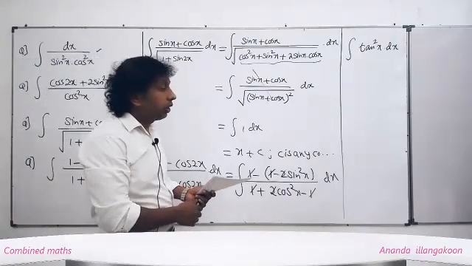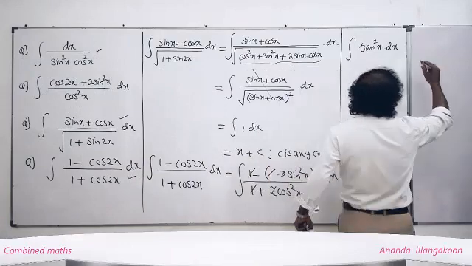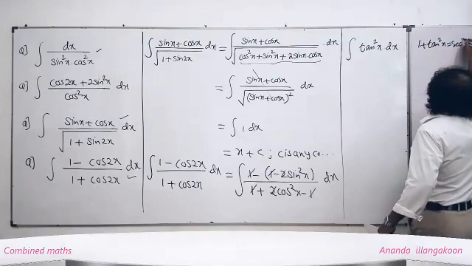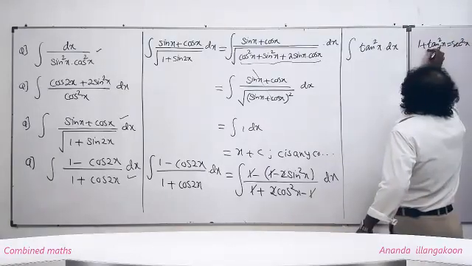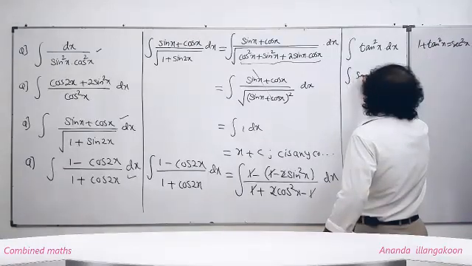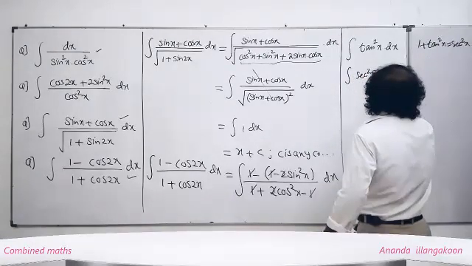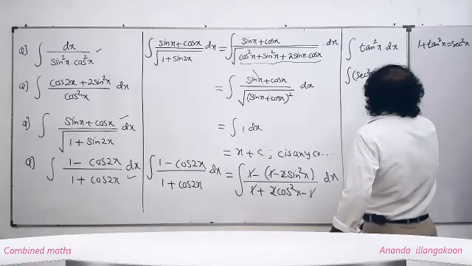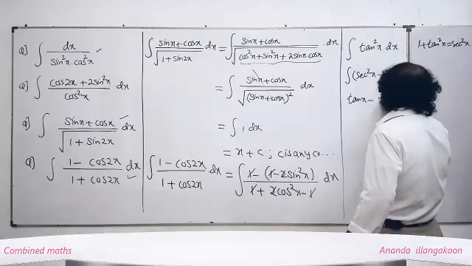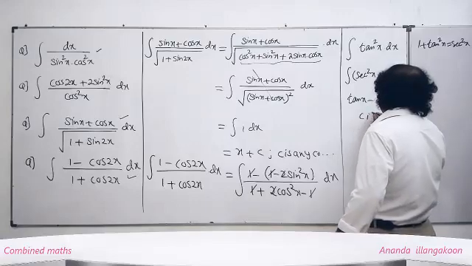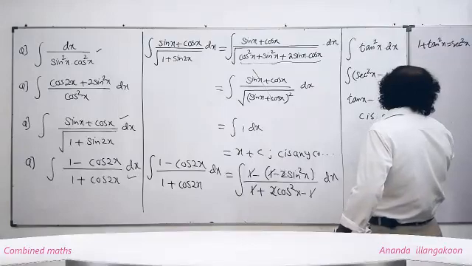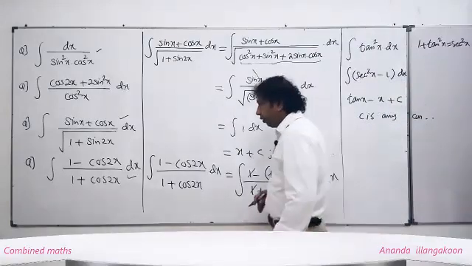For tan square dx, you can write, people, 1 plus tan square x is equal to sec square x. Then tan square x can be taken to the right hand side. Then tan square x we can write as sec square x minus 1. Integral of sec square x dx is tan x, minus 1 is x, plus c, any constant. Like that, you can take the last answer, right?